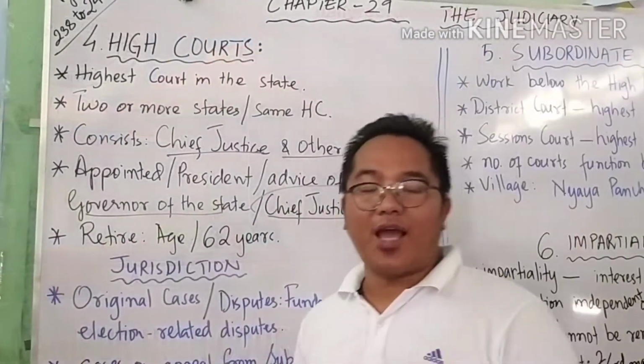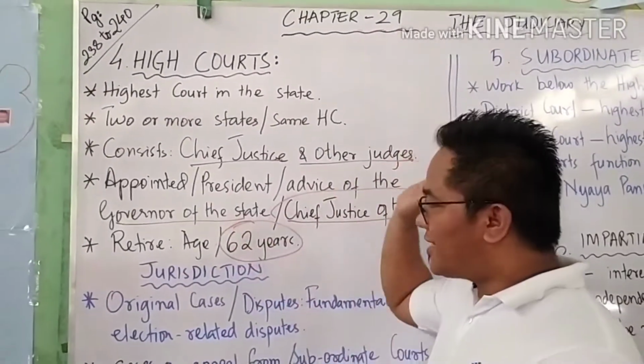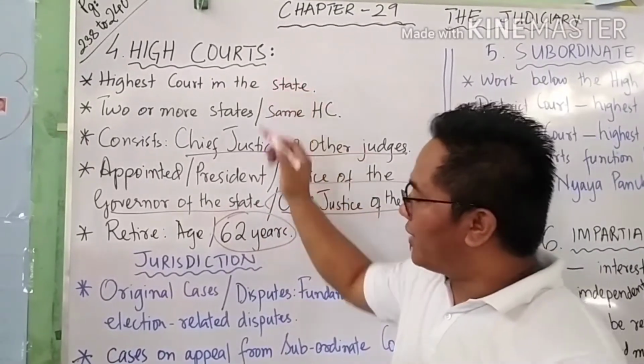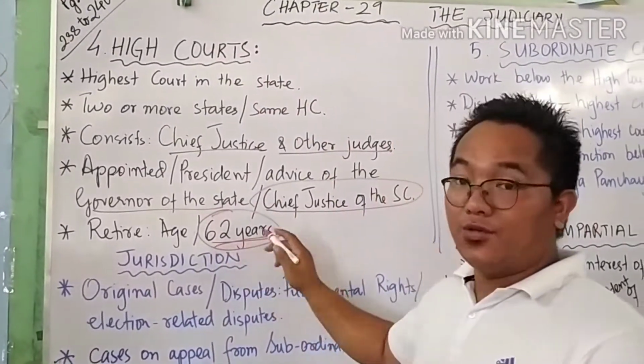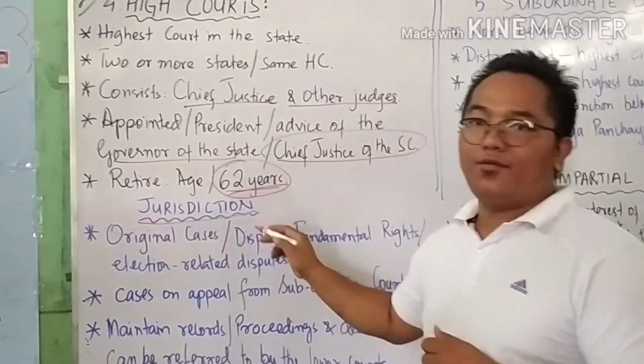The judges of the High Court retire at the age of 62 years. The judges of the Supreme Court retire at the age of 65, while the judges of the High Court retire at the age of 62. Important distinction. Now let us see the jurisdiction of the High Court.